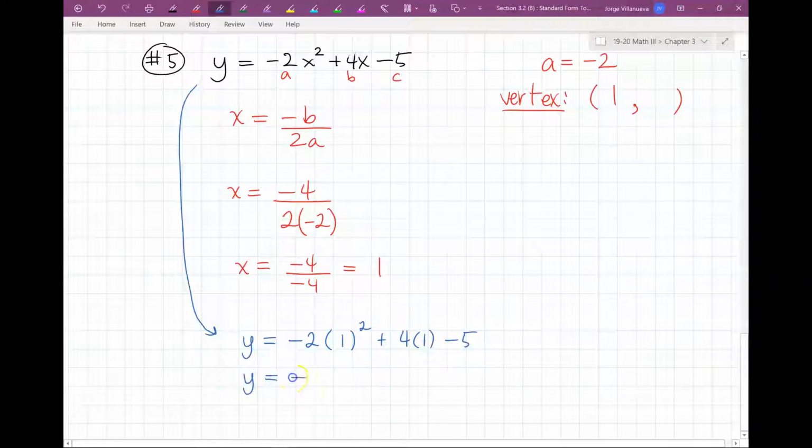Y is equal to negative 2 plus 4 minus 5. So negative 2 plus 4, that's a 2, minus 5 is a negative 3. So I'm just going to write that right here. So here's my answer for my vertex.